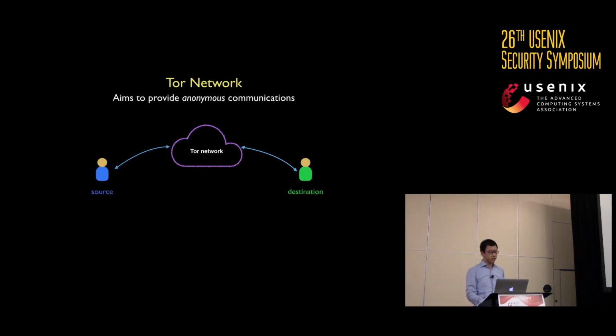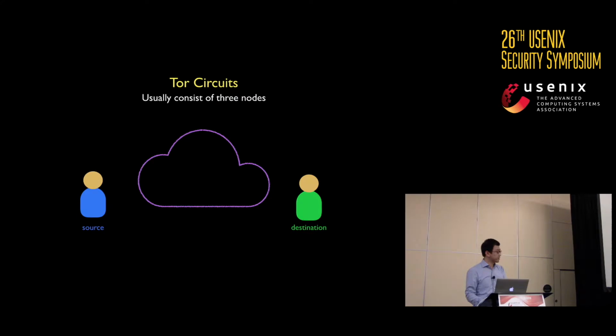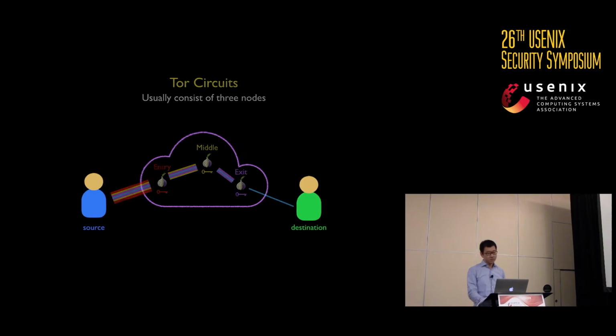Tor is an overlay network that aims to provide anonymous communication between users. Usually, a Tor circuit consists of 3 nodes: an entry node, a middle node, and an exit node. Tor is built upon onion routing, where clients iteratively exchange keys with the nodes on the circuit, and then the messages are encapsulated with layered encryption and sent over the circuit.